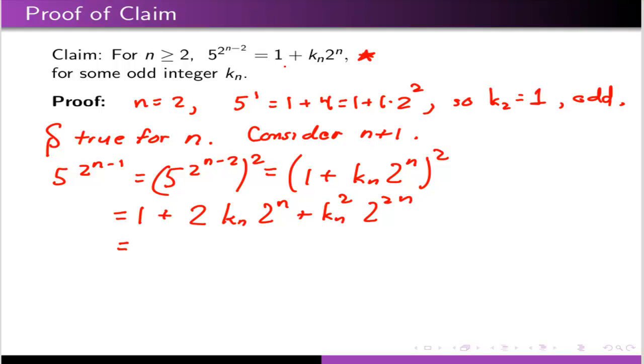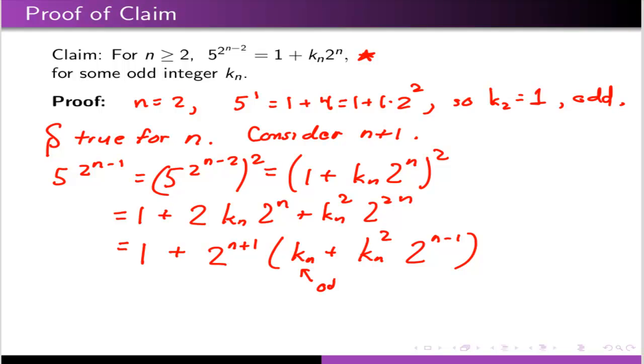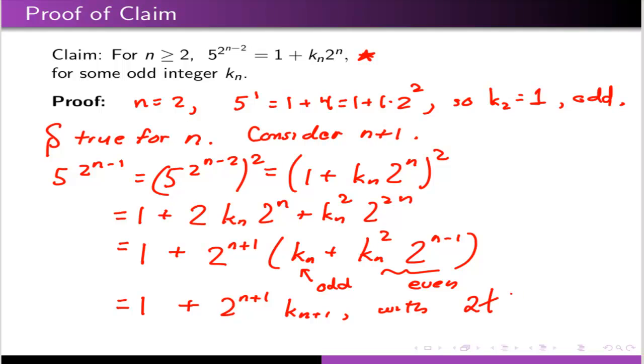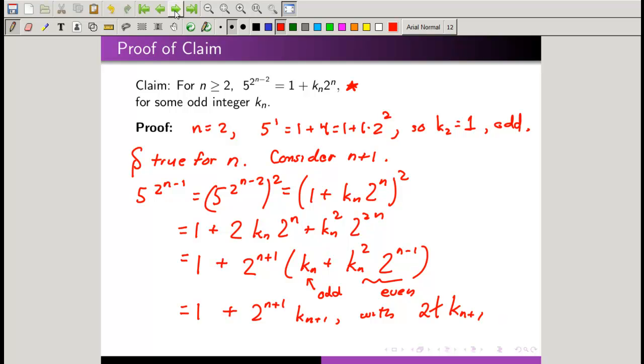And I want to write this of the form in star, so I pull off the 1. I pull off 2 to the n plus 1, and I'm left with kn plus kn squared 2 to the n minus 1 power. By assumption, kn is odd. This is an even number, so we have exactly what we want. An integer of this form with kn plus 1 odd, so 2 not dividing kn plus 1. Okay, now we're ready to complete the proof of the theorem.